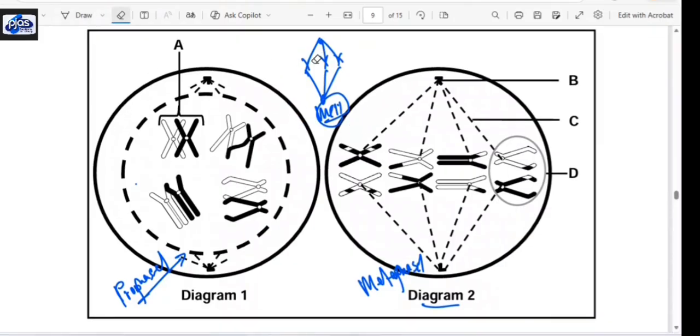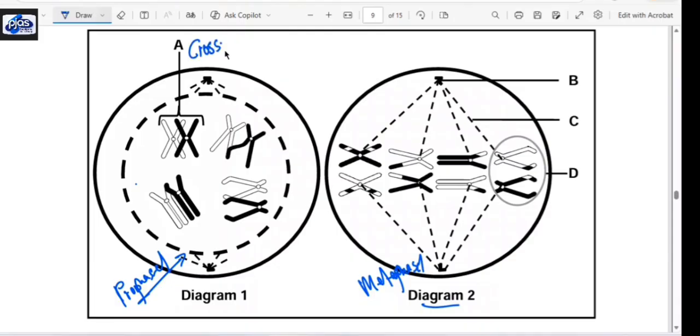All right. Okay, now let us check letter A. We are given that letter A, good people, represents the process. So this process, good people, is crossing over. So we are given crossing over.